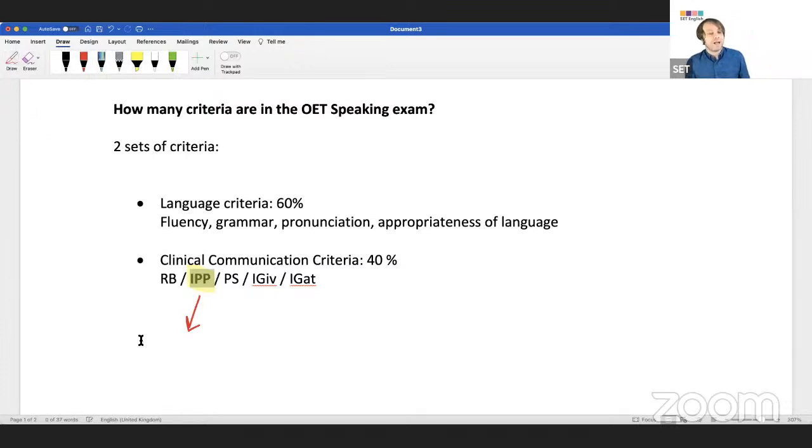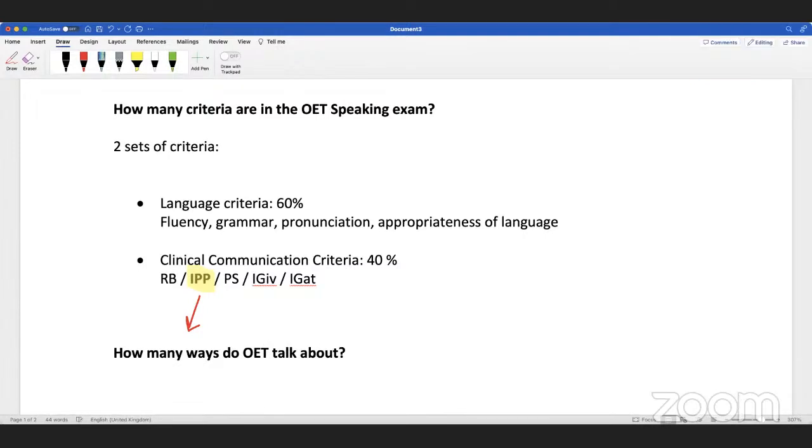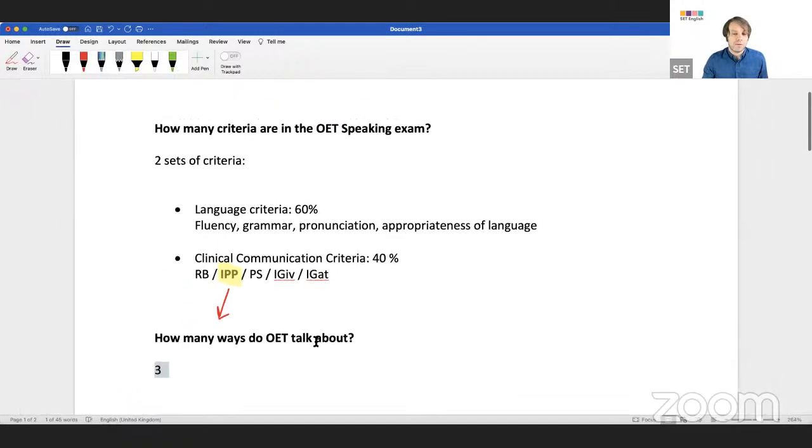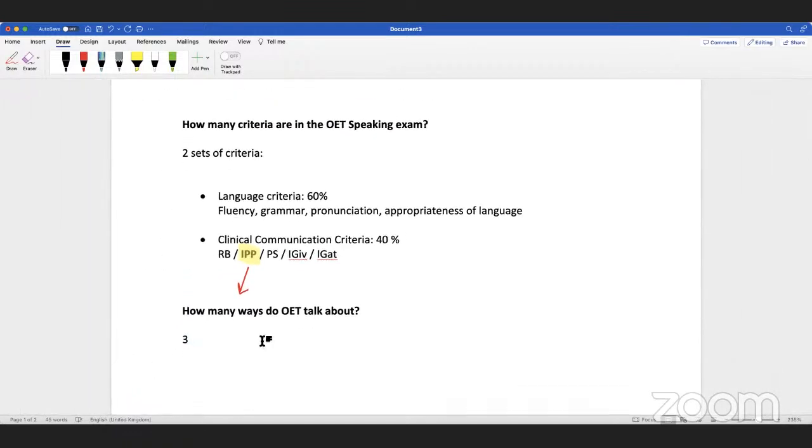How many of these are there? How many ways do OET talk about? Is it 1? Is it 2? Is it 3? Fatima's saying 3. So Fatima, you're really good here. If you can just not answer for the next questions, because I'm wondering if other people can give me the answer. Mandira, do you remember what they were from Monday?